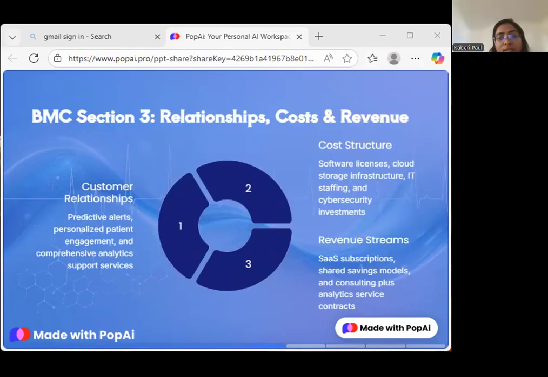The next three sections of the canvas are customer relationships, cost structure, and revenue streams. Customer relationships in PHM are built around continuous engagement, not a one-time transaction. For example, these systems send alerts to care teams when a patient's risk score changes or when a diabetic patient has not refilled medication. This supports long-term relationships based on outcomes, not encounters.